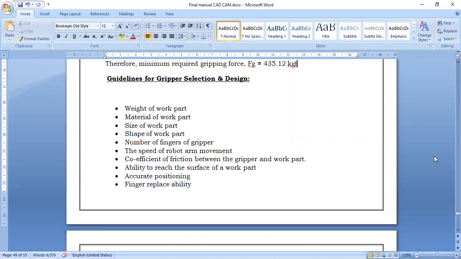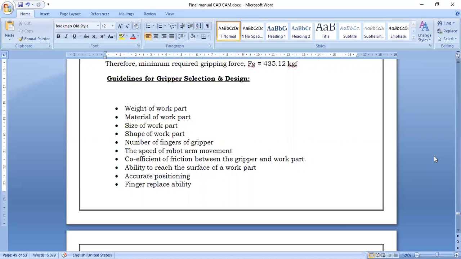Then the metal of the workpiece. Of course, density plays an important role in weight and during lifting the work component. Then the size and shape of the workpiece or component. The number of fingers required for the gripper to hold the workpiece. Speed of robotic arm movement. Coefficient of friction between the gripper and workpiece surface. Ability to reach the surface of the workpiece.